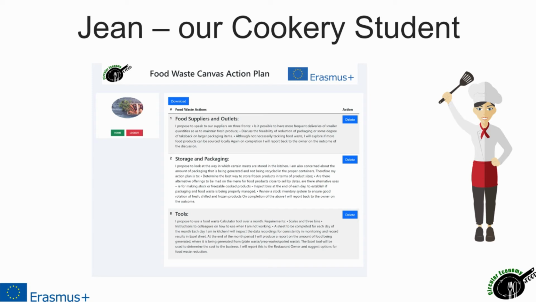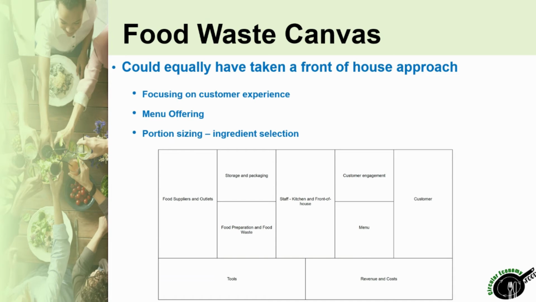She's chosen food suppliers and outlets, storage and packaging, and tools. And each one now contains a statement of what she would like to do. She is also able to print that statement off and use it as a hard copy printed version for her to keep handy.